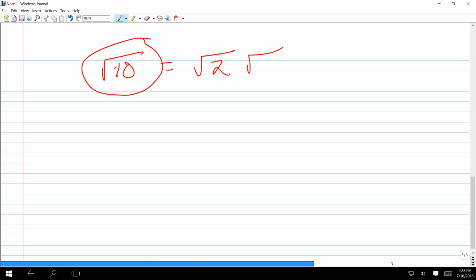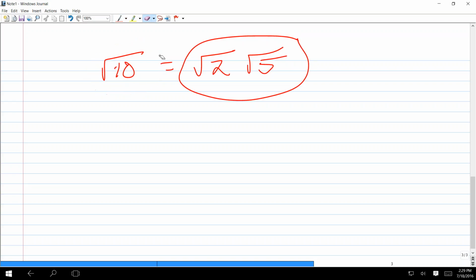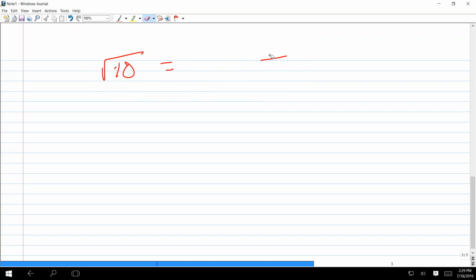Now, let's talk about that for a second. What is the square root of 10 equal to? It's simplified. I can break it up into the square root of 2 times the square root of 5, but that doesn't do any good because neither one of these is a perfect square. So I end up merely with 2 terms rather than 1. So the only time you ever simplify it is if you can break it up.